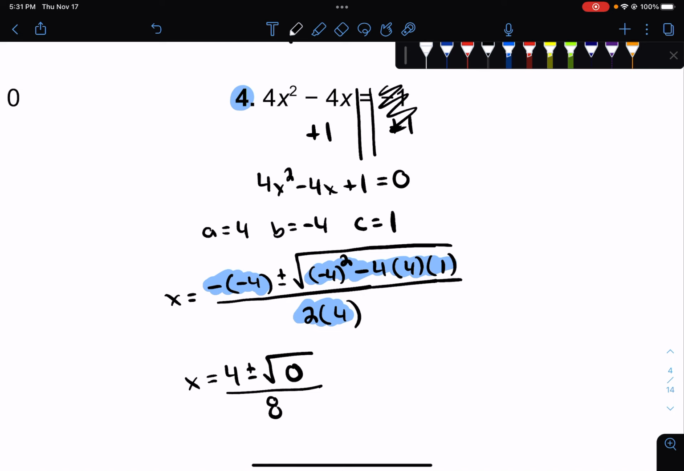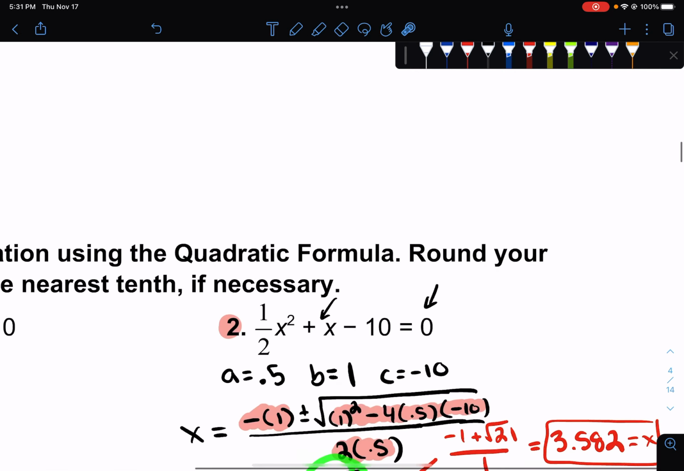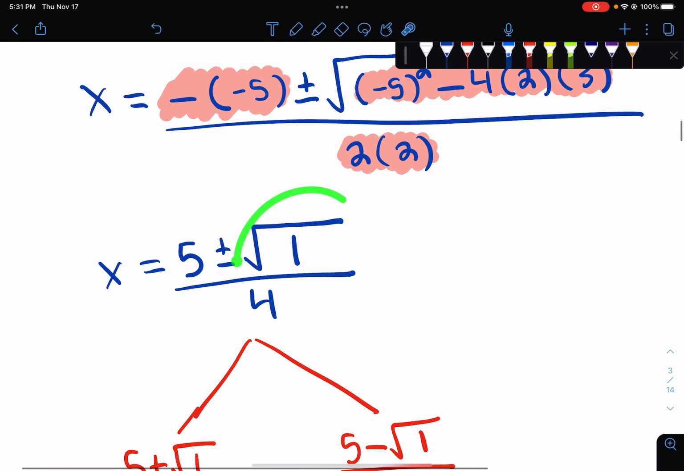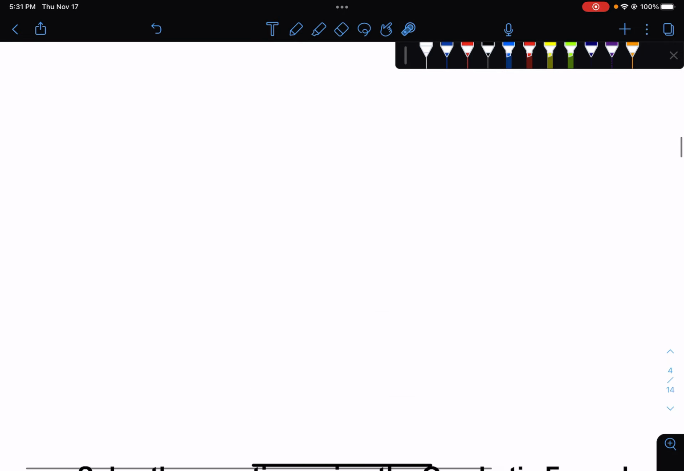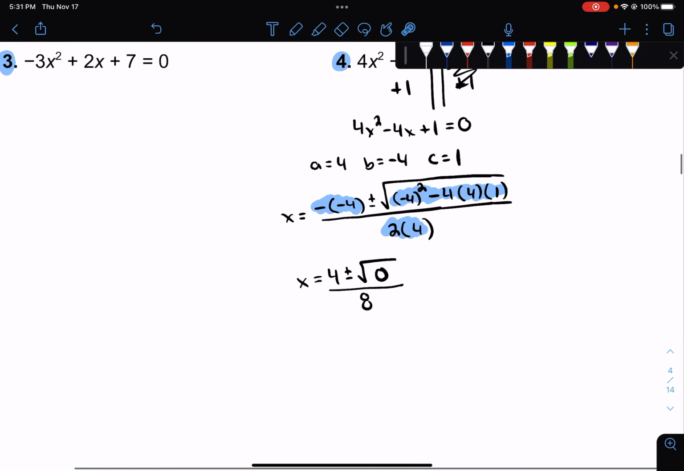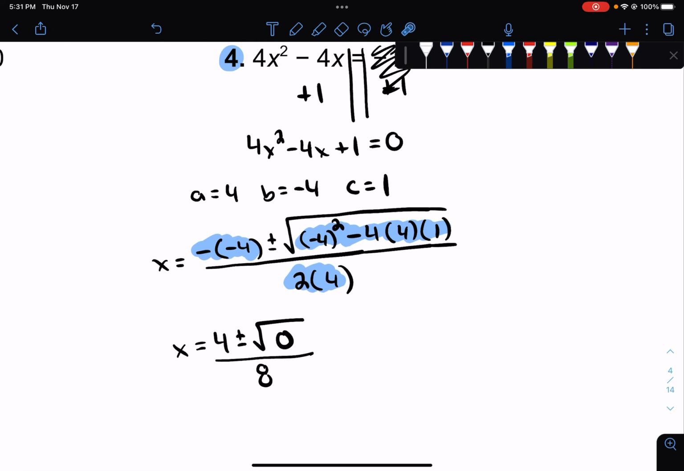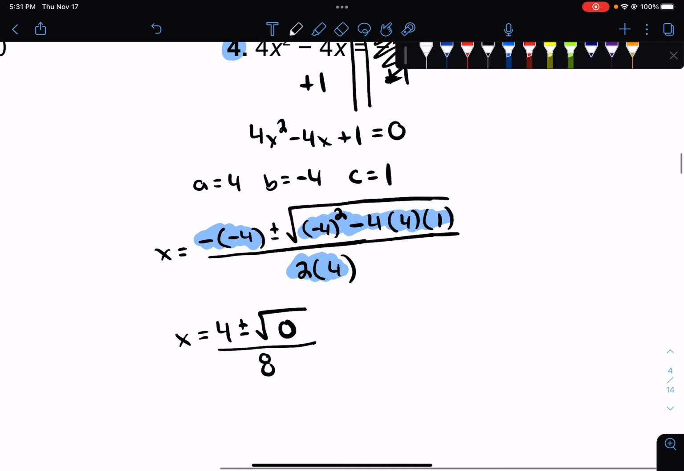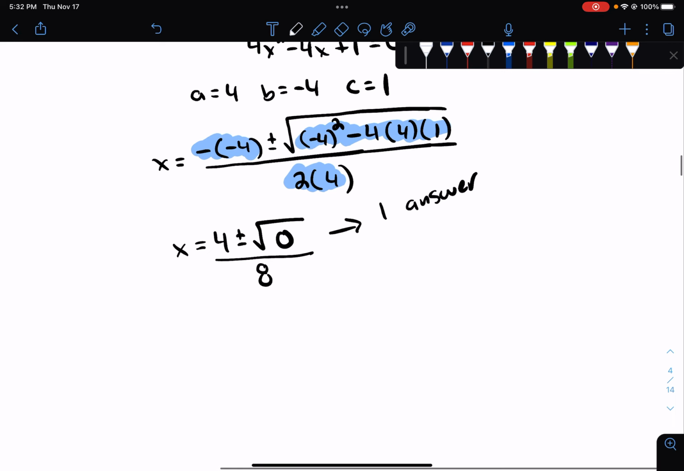Now, this one's kind of interesting because in the other questions, I took like the square root of 21 and I took the square root of 1 and I ended up with 2 answers, right? Which makes sense because you've already learned if you ever square root a positive number, you get 2 answers. And that rule still applies. But in this case, I'm square rooting a 0. I'm not square rooting a positive number. I'm square rooting a 0. And in the past, we learned that if I ever square root a 0, I only get 1 answer. So let's see if that still happens.